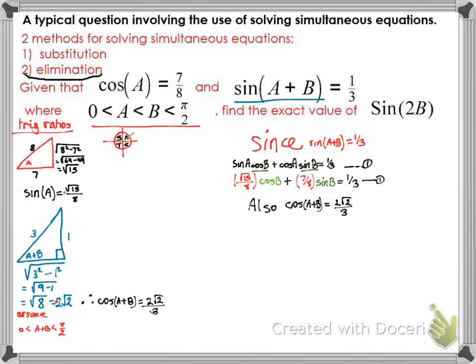Now, let's do the same process, but with cos of A plus B equal to 2 root 2 on 3.